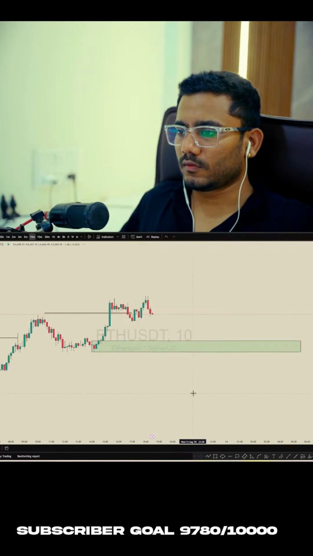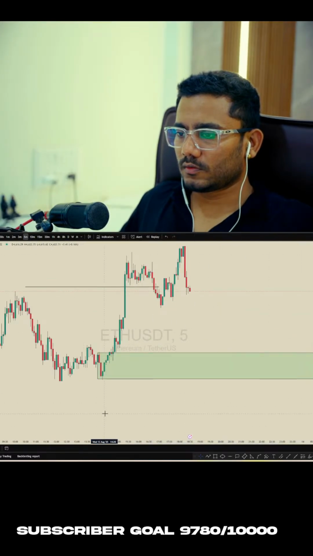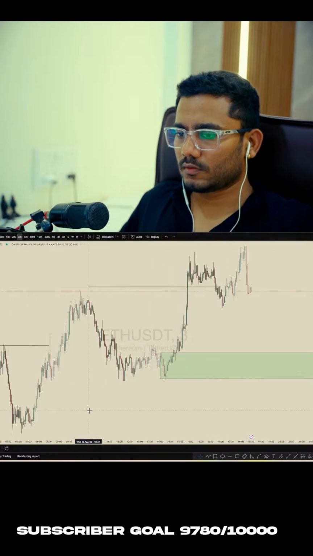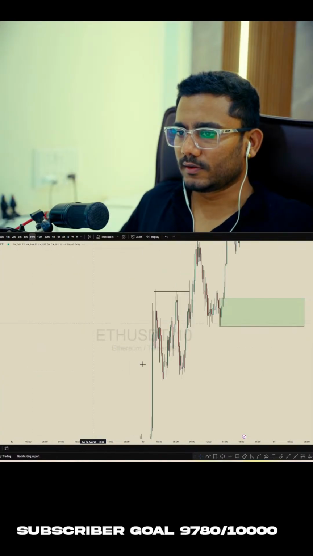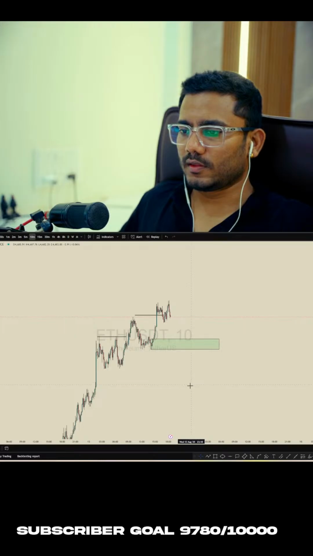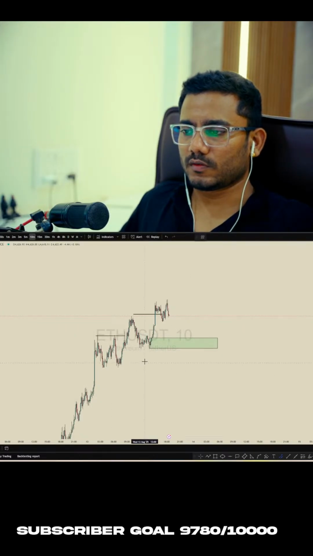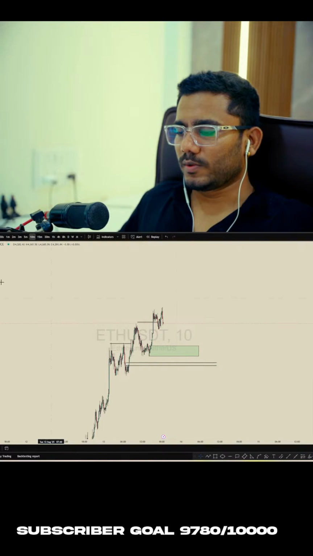And we see 5 minutes. So this is the whole move which took out the liquidity and then gave us a breakout structure. So we can look for buy side entry here. And there's another imbalance in order block below this area, which is this one. So I don't think price will tap, but let's see. We can mark this order block.